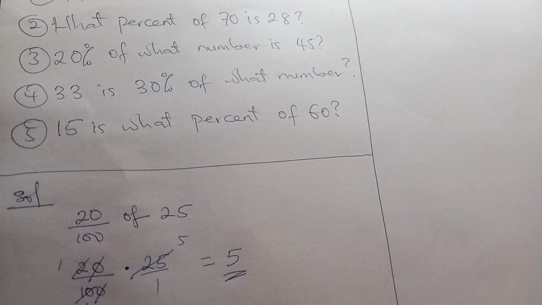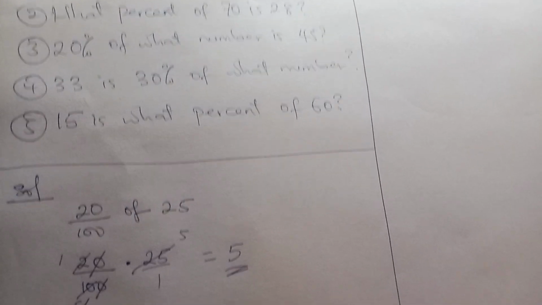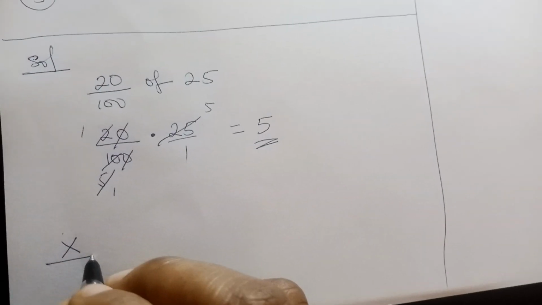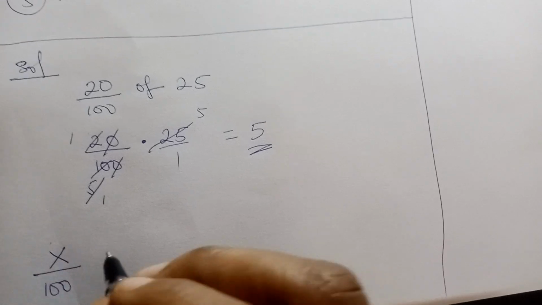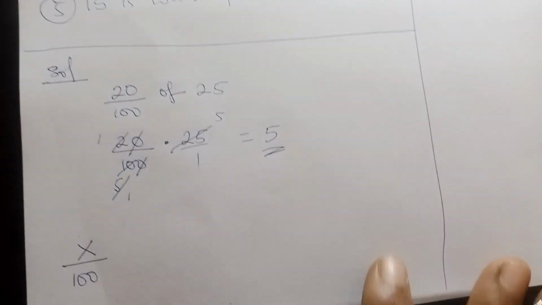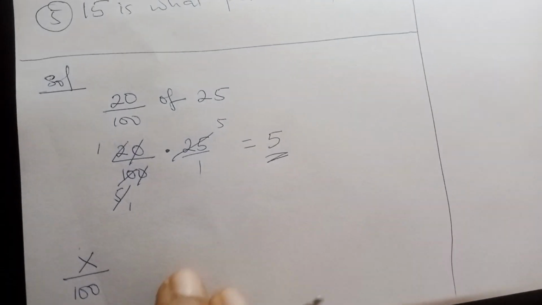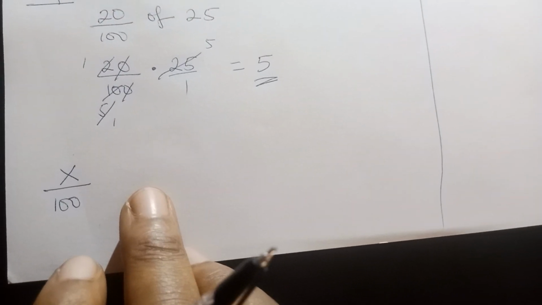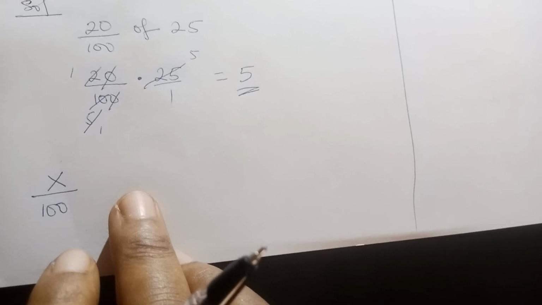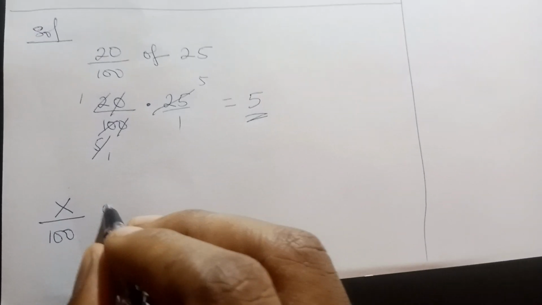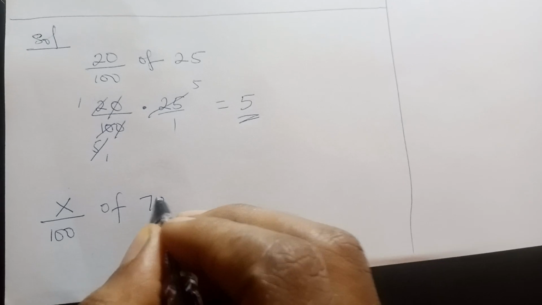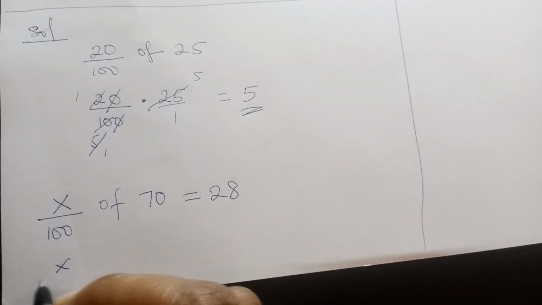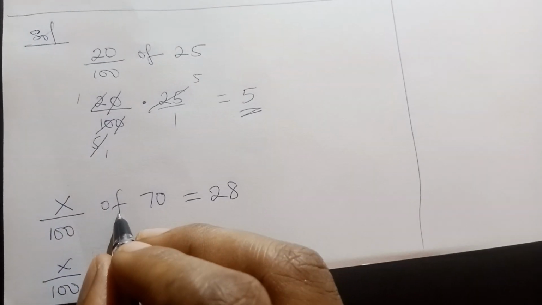The second question says, what percent of 70 is 28? What percent of 70 is 28? So first of all, the percentage is unknown. I like to write it this way, it's more clear and straightforward and understandable. So we have x percent of 70 equals 28.